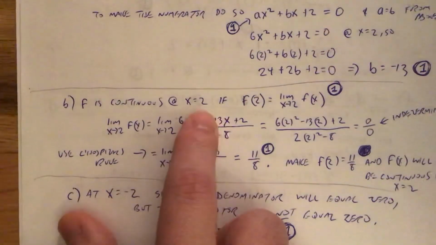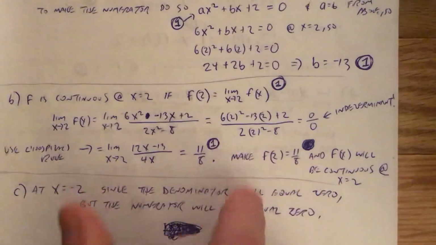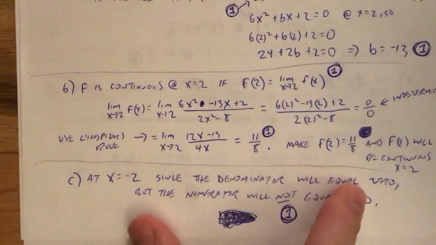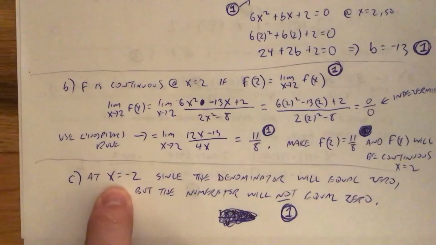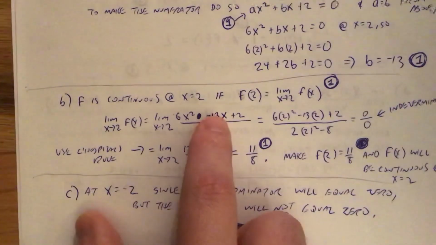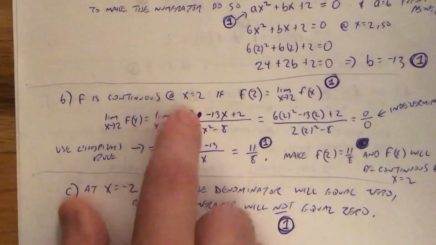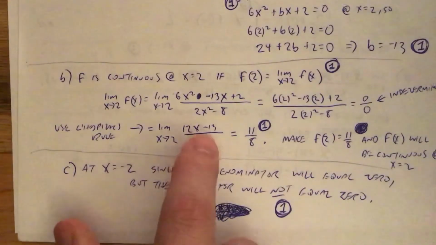So 2 we already know is a removable discontinuity because we just figured out how we could remove it. So it can't be a vertical asymptote. However, the other one, that's our other candidate. Basically, you'll have a vertical asymptote when you make the bottom 0, but not the top 0. 2 makes top and bottom 0. But negative 2 only makes the bottom 0.